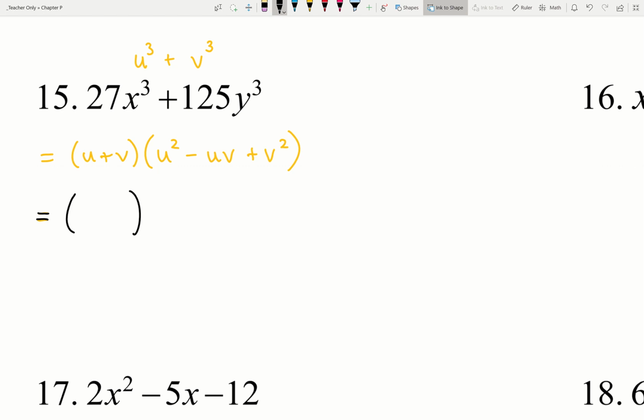Okay? And so I'm going to go ahead and pick up here with plugging in what u and v are equal to. Okay? So, playing the role of u, what do you cube to get a 27? If you check your half sheet that I gave you, that is actually going to be a 3. So, 3, and then we'll say x, because that's a 27x cubed there in my first term. Plus v. Okay, so what's playing the role of v here?